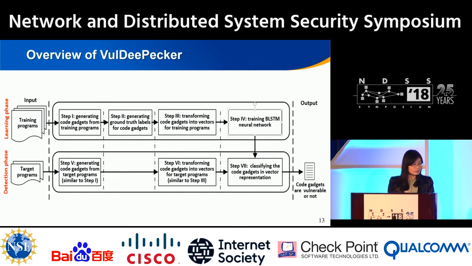And the detection phase uses a trained BLSTM neural network to classify the code gadgets of the target programs. The output of the detection phase is whether the code gadget is vulnerable or not, that is, the locations of the vulnerability.